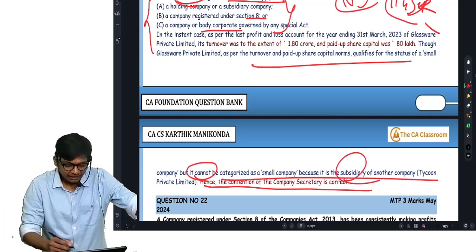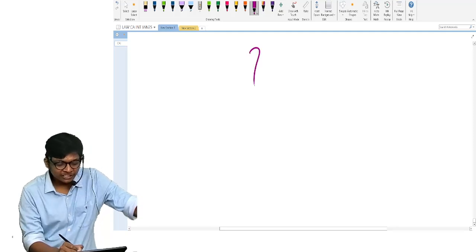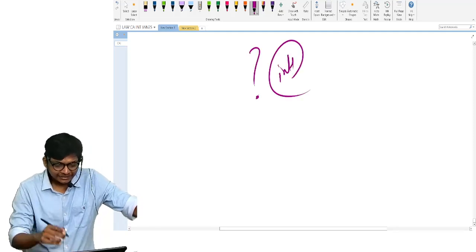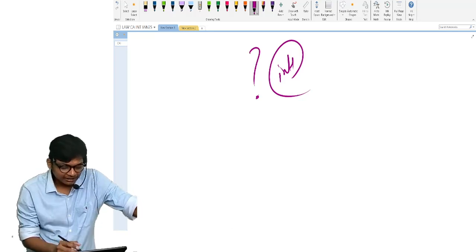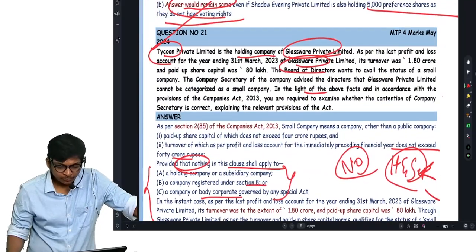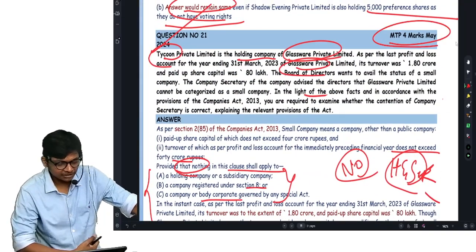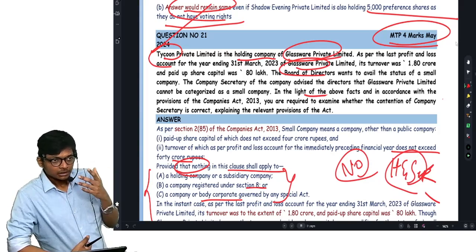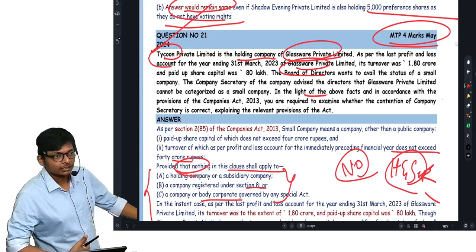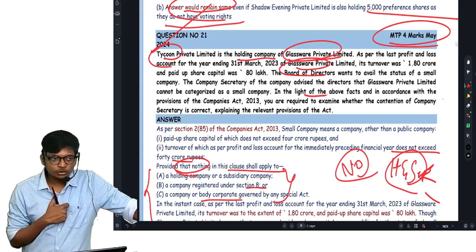Beautiful question. In fact, I told you I will tell you how questions will come in Inter. Who is holding, who is subsidiary, and give that relationship. We didn't read the question properly. Good, it came in Inter foundation itself. Are you understanding May MTP? That means holding subsidiary, we can't take it. Clear? All of you with me? Understood, guys?